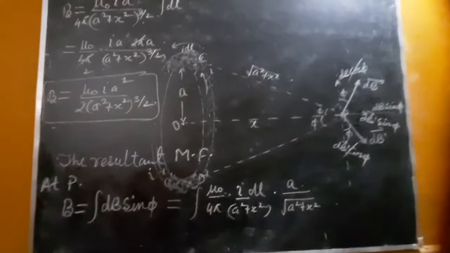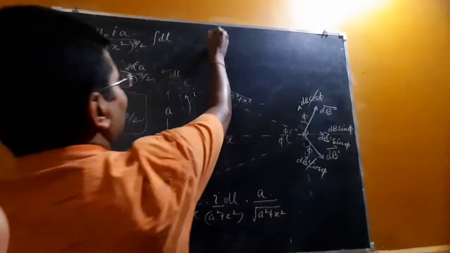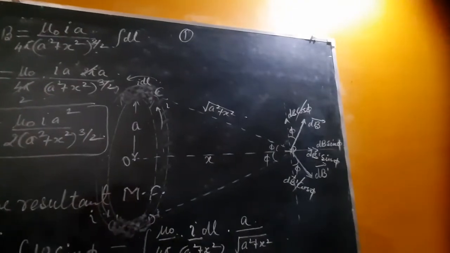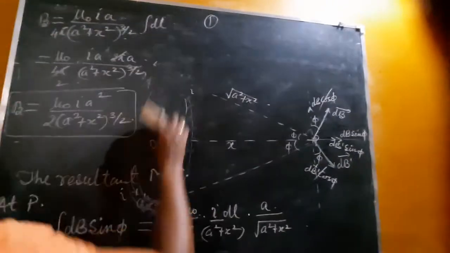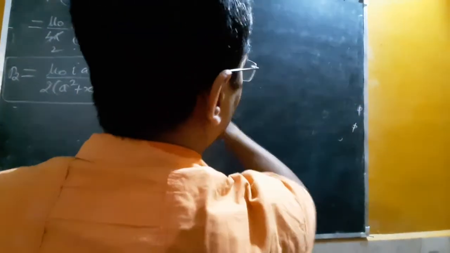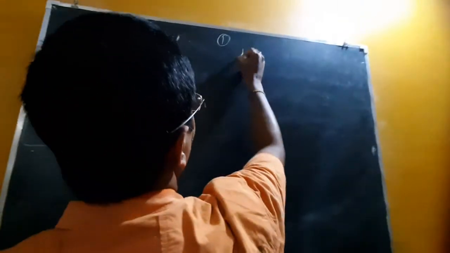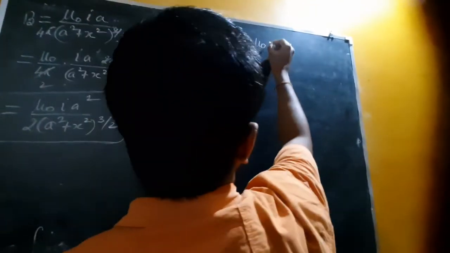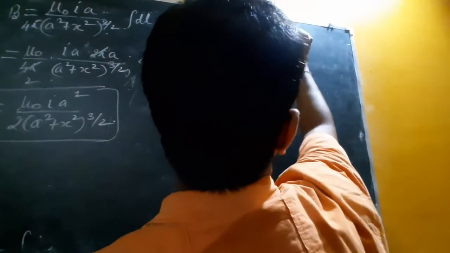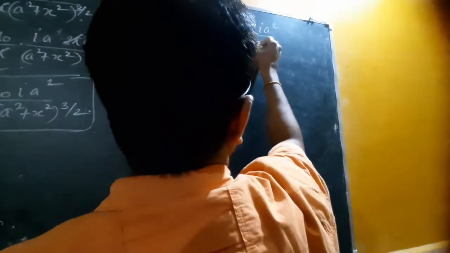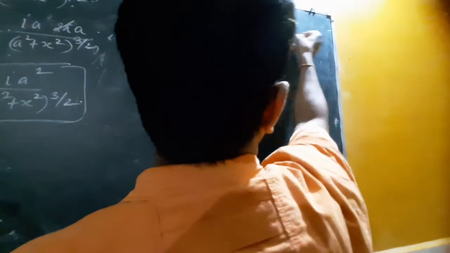Now, there are n turns in the loop. Due to a single turn, the magnetic field is this. Therefore, due to n turns, the magnetic field will be obtained by multiplying capital N: mu naught capital N I a square upon 2 a square plus x square to the power 3 by 2.